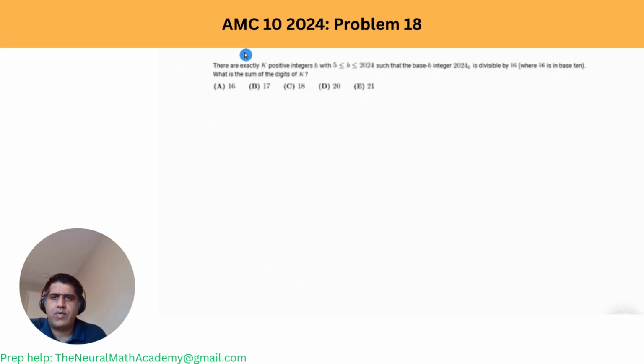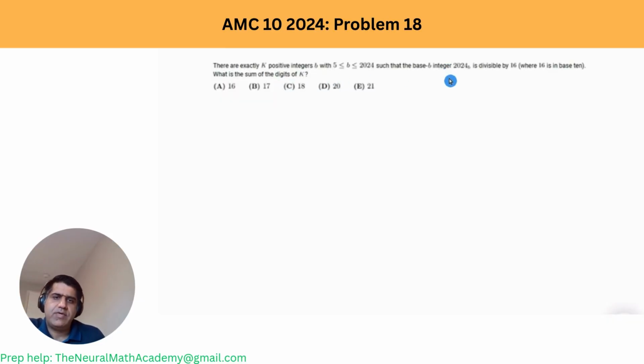So now let's look at problem 18, where we are given that there are exactly k positive integers b with this range such that the base b integer is divisible by 16. What is the sum of the digits of k? So we have to find out the positive integers b, which are in number equal to k, and then we have to sum up the digits of k.